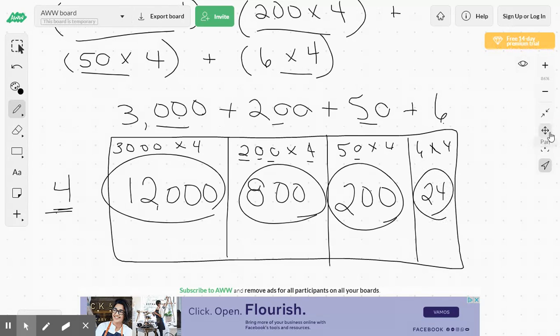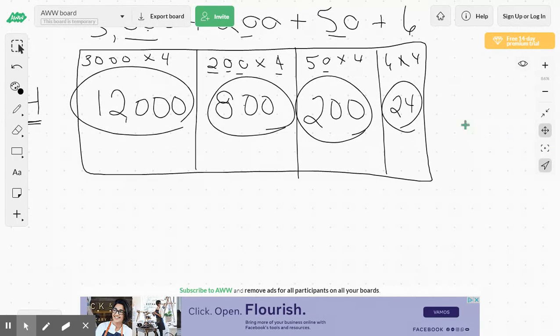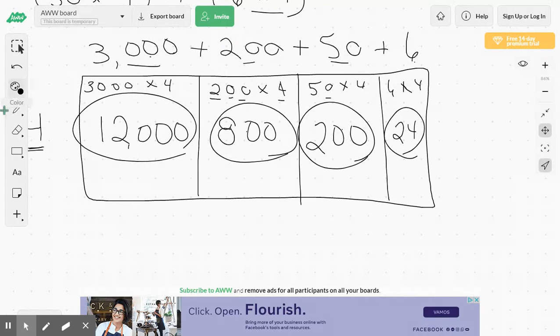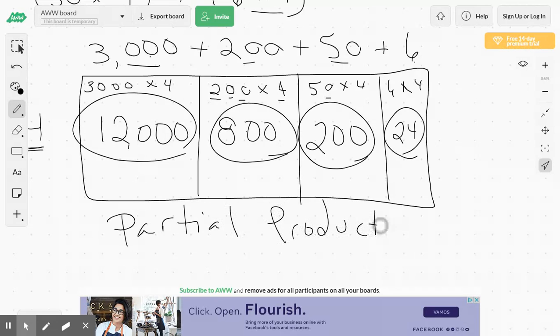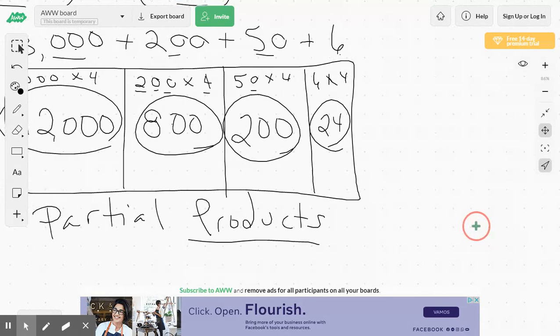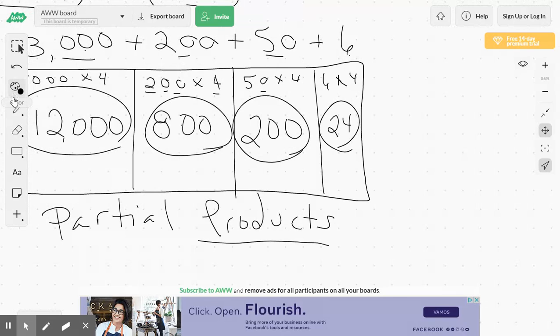Now, those are called our partial products. So everything that I circled, those are partial products. And what that means is those are just part of my product. A product is the answer to a multiplication problem. And so the partial part is just part of that product. All right, so now I'm going to take those partial products and we add them up.